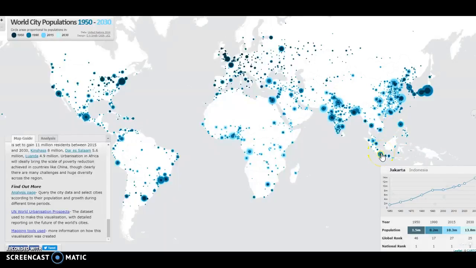I've lost it. You can see that it's down the bottom there. You can see the year and the population, the city population, what it will be in each of those years. And then something called the global rank.